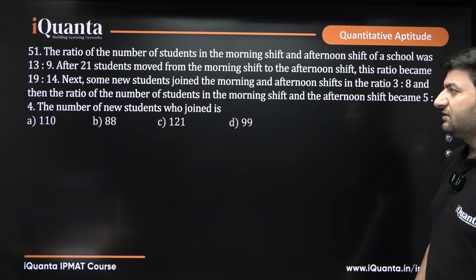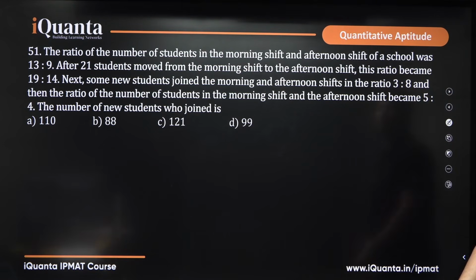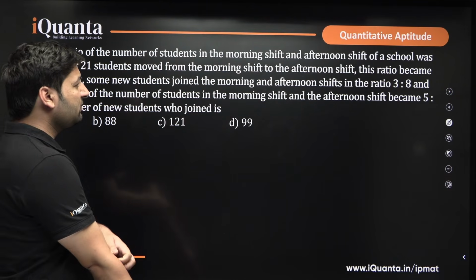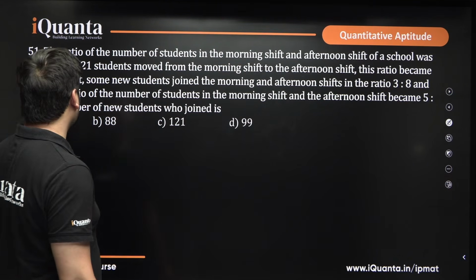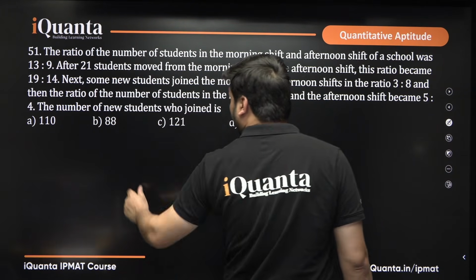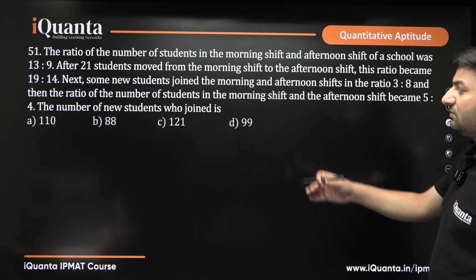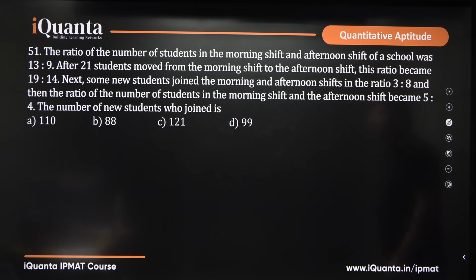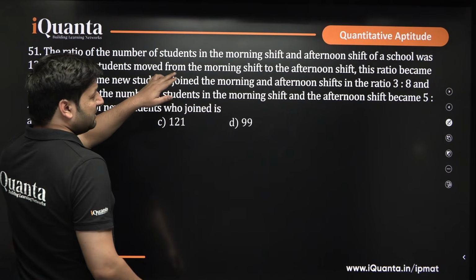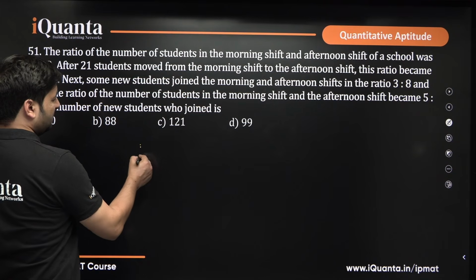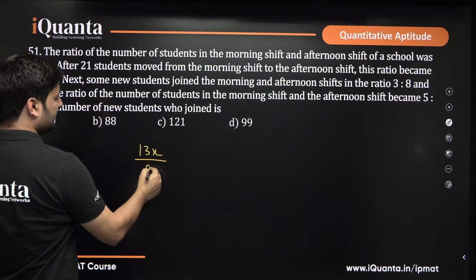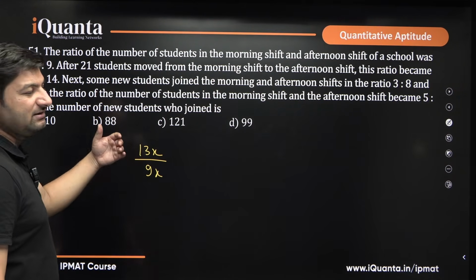The next question is: the ratio of the number of students in the morning shift and afternoon shift of a school was 13:9. After 21 students moved from the morning shift to the afternoon shift, this ratio became 19:14. Next, some new students joined the morning and afternoon shifts in the ratio 3:8, and the ratio of the number of students in the morning shift and the afternoon shift became 5:4. Find the number of new students who joined. This is not a difficult question. The ratio in the morning and afternoon shift of the school was 13:9. So say there were 13x in the morning shift and 9x in the afternoon shift. Do not take it plainly as 13:9.